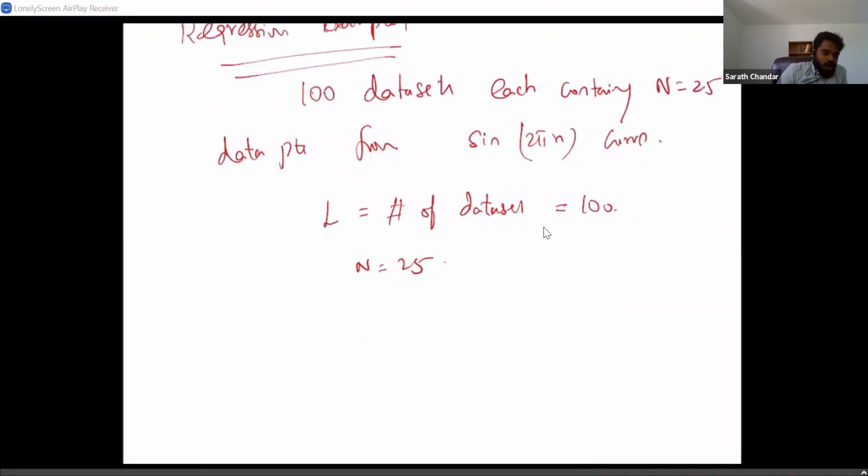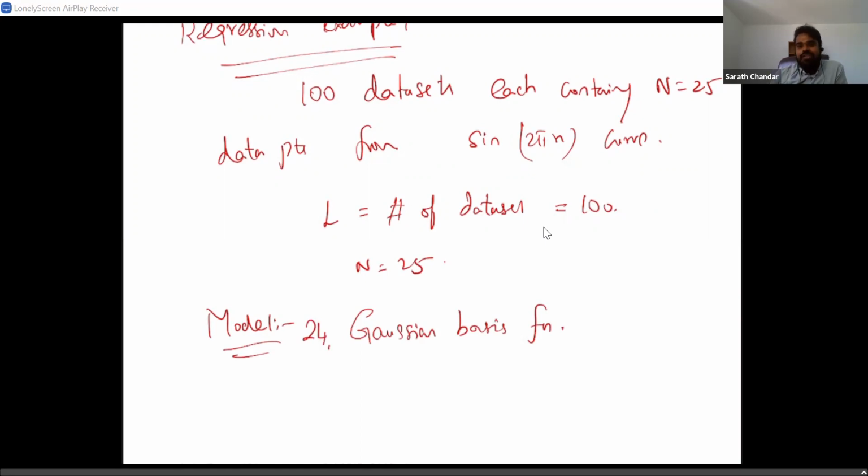The regression model that I'm going to consider is a basis function regression model with Gaussian basis functions. Specifically, a model which has 24 Gaussian basis functions. The reason is that this has 25 parameters, so I can easily overfit to these 25 data points. So this is my setup.